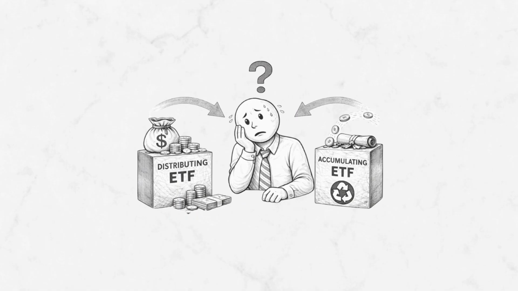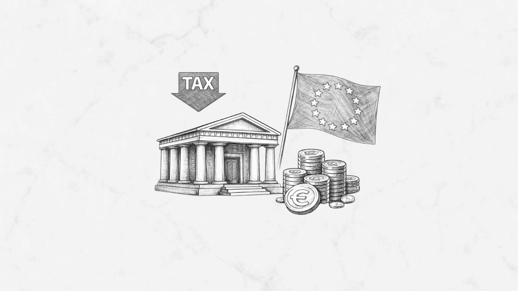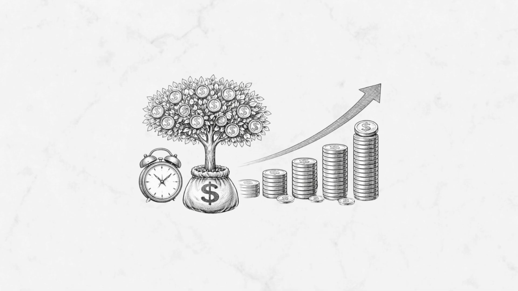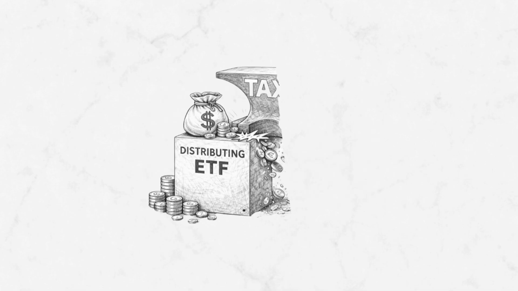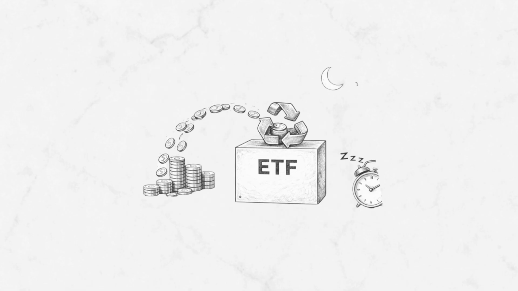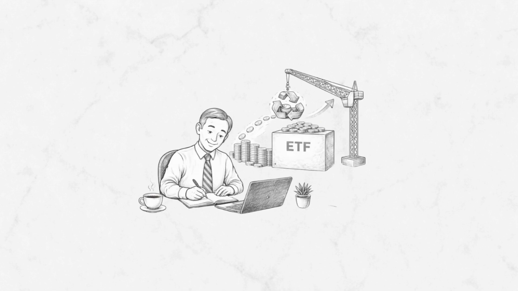So which one is better? Here's the key. It depends on your tax system, but in many European countries, accumulating ETFs are often more efficient for long-term investors. Why? Because distributing can force taxable events, reduce compounding, and create friction, especially if you're reinvesting anyway. Accumulating is basically the quiet compounding option. It's the choice of people who want the math to work as efficiently as possible in the background.